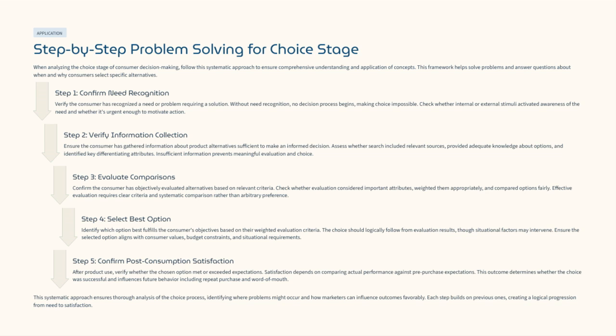It's essential that they compare alternatives systematically based on relevant criteria. This means considering attributes that matter, weighting them appropriately, and ensuring the evaluation is fair and logical, rather than just making arbitrary choices. After that, we confirm the consumer has selected the best option based on their evaluation. The chosen alternative should naturally follow from this comparison, although sometimes situational factors might influence the final decision. The selected option should align with their values, budget, and specific circumstances.